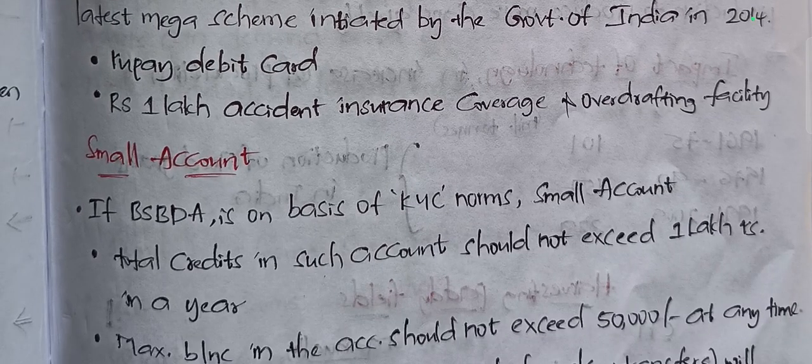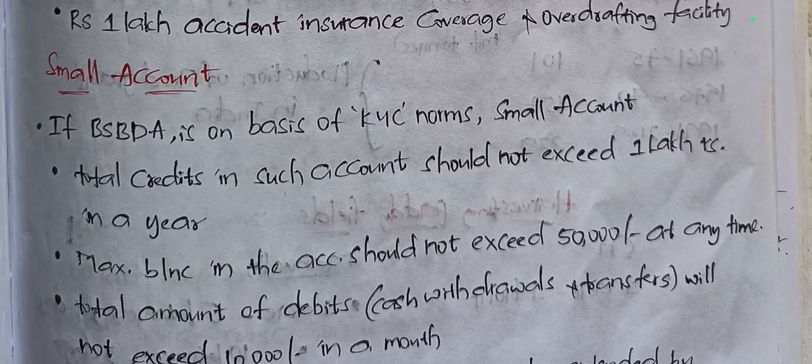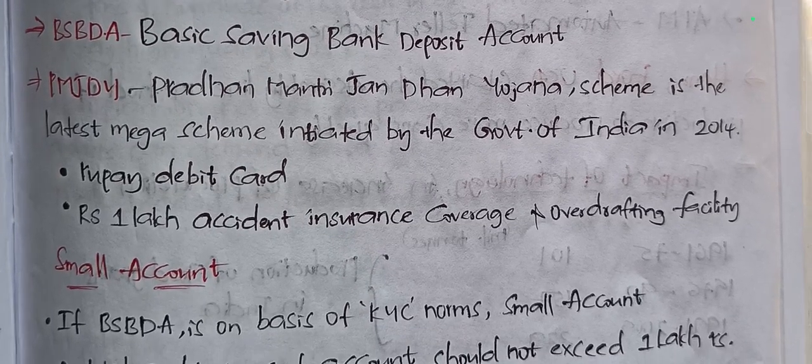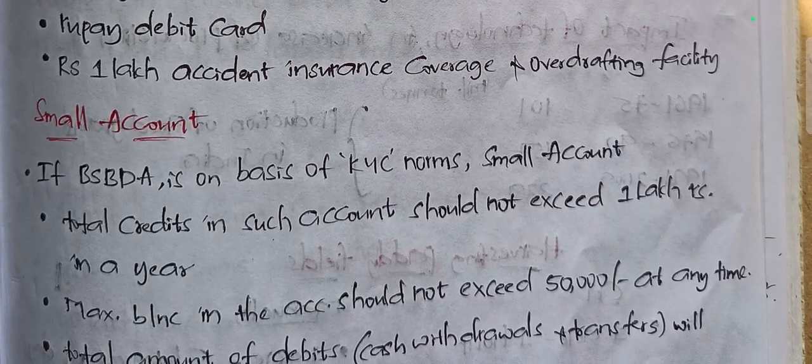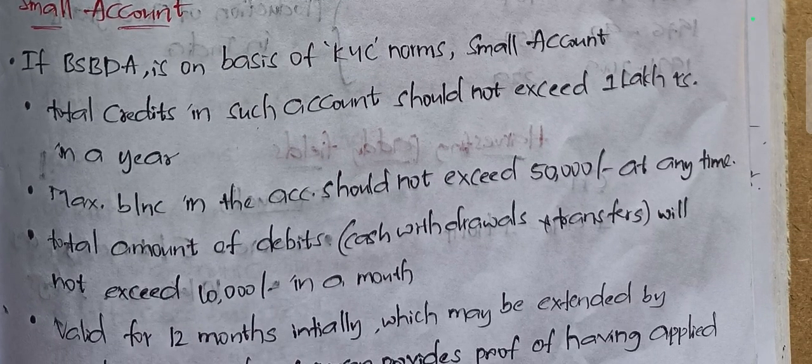Next, we shall discuss small account. If a BSBDA, Basic Saving Bank Deposit Account, is opened on the basis of KYC, Know Your Customer norms, it is said to be a small account. Total credits in such an account should not exceed 1 lakh rupees in a year. Whatever small account we have, the amount in a year must not exceed 1 lakh rupees. Maximum balance in the account should not exceed 50,000 rupees at any time in a small account.